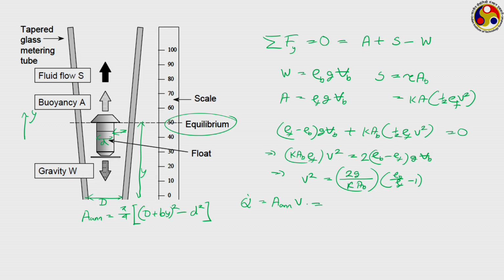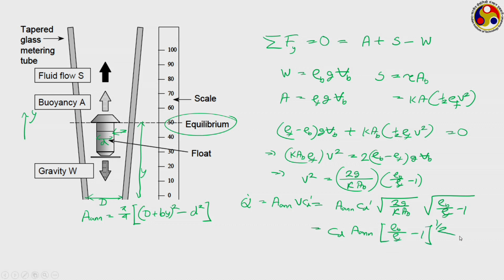We may have a coefficient of discharge also coming in. So, finally, if we put everything together, we have ANN into CD prime into root over 2g by KAB into root over rho b upon rho f minus 1, that is a certain discharge coefficient CD into the area of this annular portion into rho b upon rho f minus 1 whole to the power half.